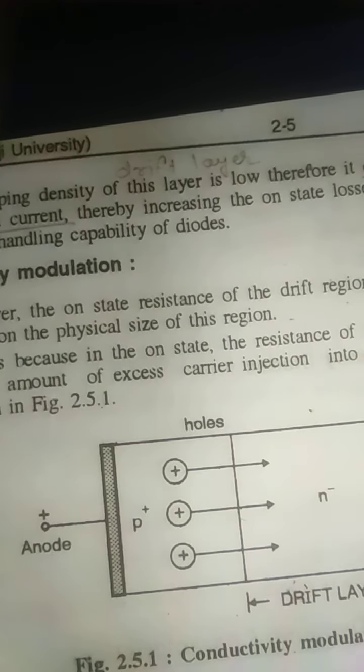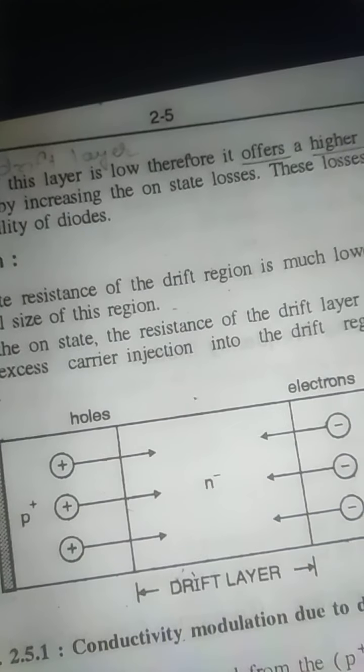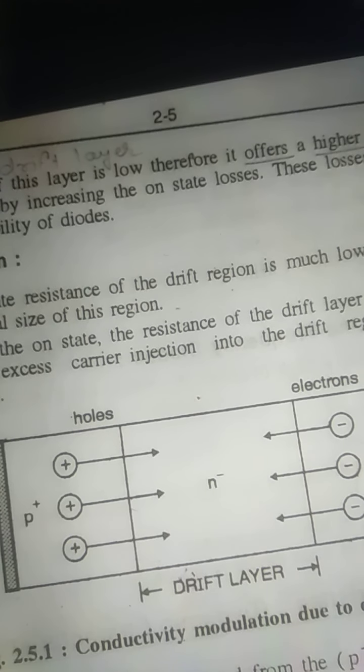So when you apply minus voltage to the n plus layer, that is the cathode, and plus voltage to the anode, or p plus material, the diode becomes forward biased. To n type material, that is cathode, you apply negative voltage, and to anode you apply positive voltage. The diode is forward biased.